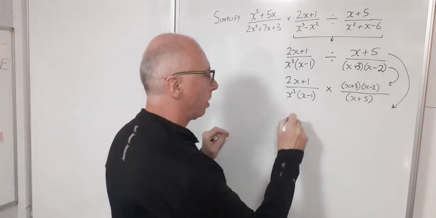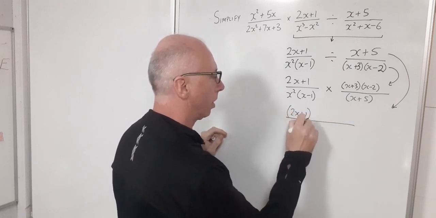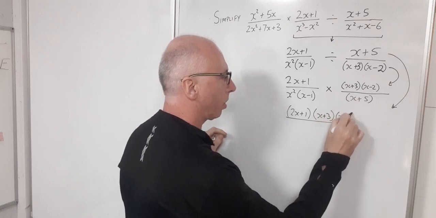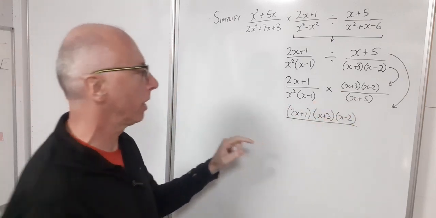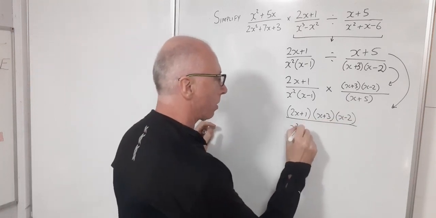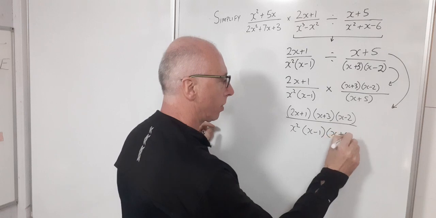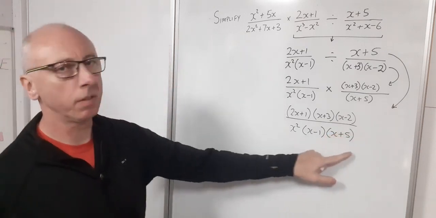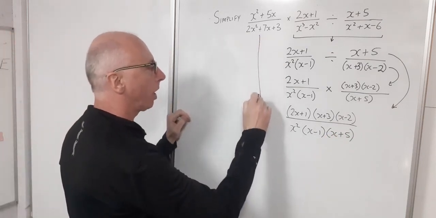So now what I'm going to be left with here now is 2x plus 1, x plus 3 times x minus 2. Just simply multiply across the numerator and same in the denominator. So now I've got x squared, x minus 1, x plus 5. Okay, right, that's the result of the division. So now I can bring this one down and then let's do the multiply.